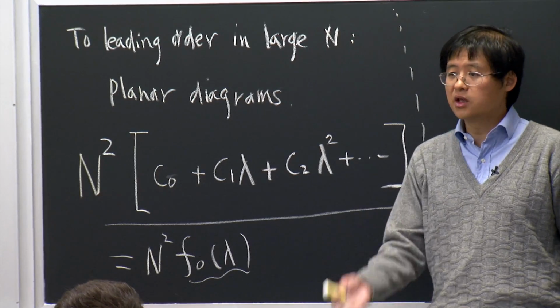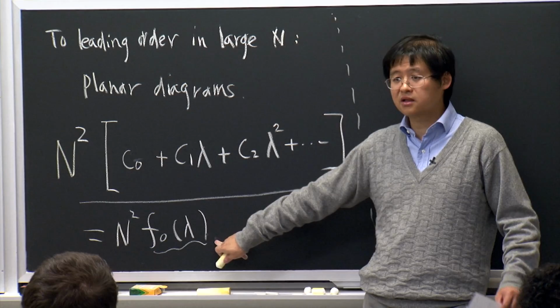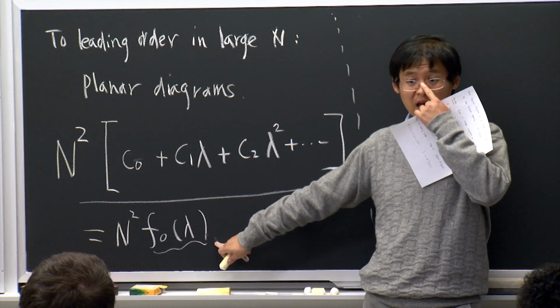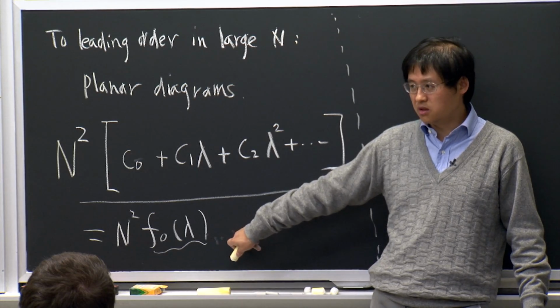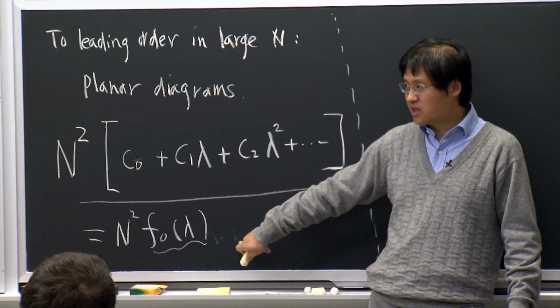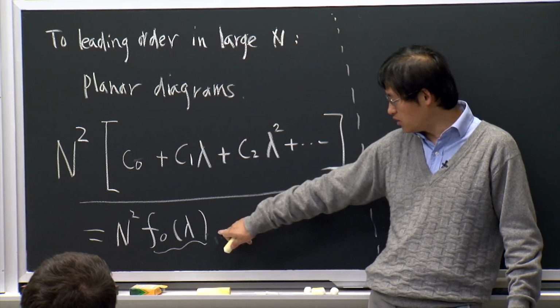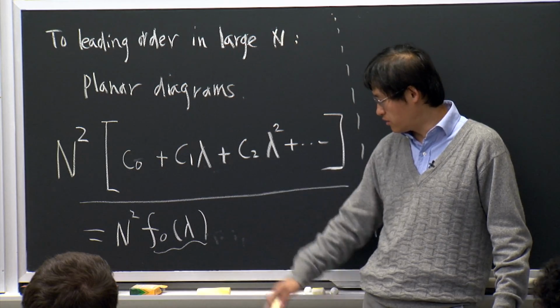So if you are powerful enough to compute this f0 of lambda exactly, then you can say you have solved the large N limit of this theory. Unfortunately, for non-abelian gauge theory, we cannot do that. We don't know how to compute this thing. We can only compute perturbatively, which actually does not work for QCD. Okay?